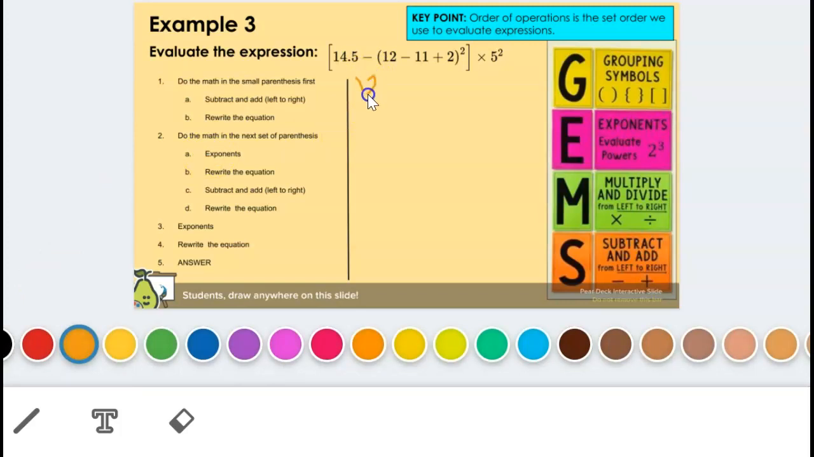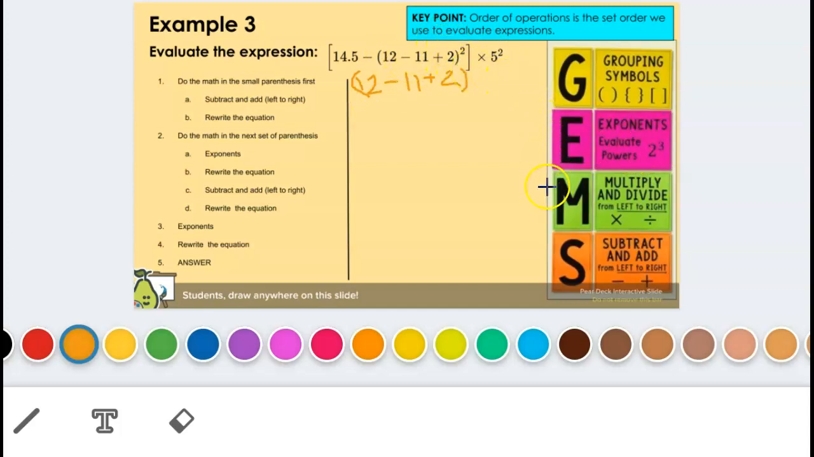12 minus 11 plus 2. That's what we are going to be working on right now. So within this parentheses, I go through my list again. Do I see any exponents? No, I see some up here, but I don't see any in my small grouping.